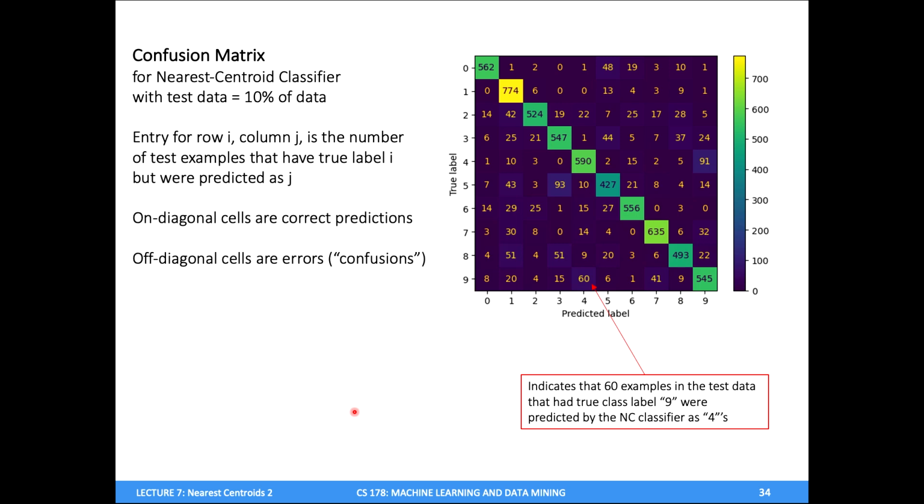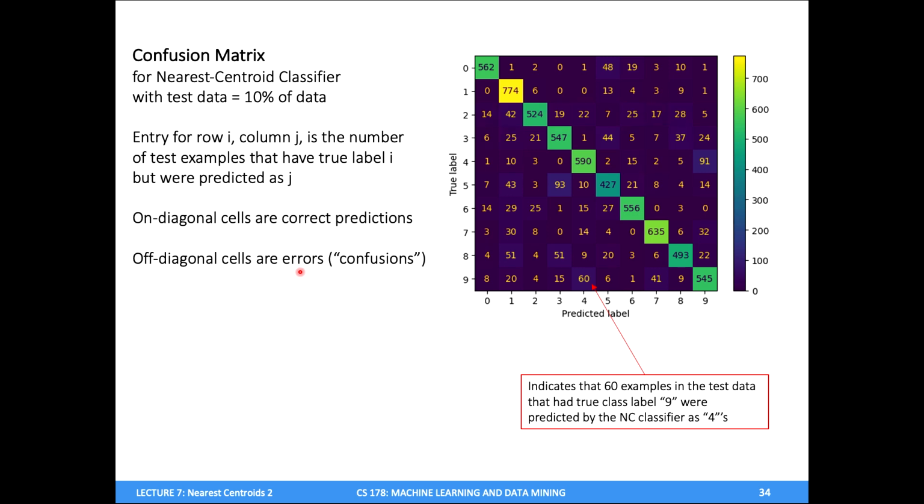So let's look at an example of a real confusion matrix. This is for the nearest centroid classifier, and this is on the MNIST data set that I had shown you before. Again, in row I, column J, is the number of test examples with true label I, but predicted label J. So you can see that most of these counts are on the diagonal, which is good, because counts on the diagonal represent correct predictions for my model. And off-diagonal cells are representing errors that the model is making.